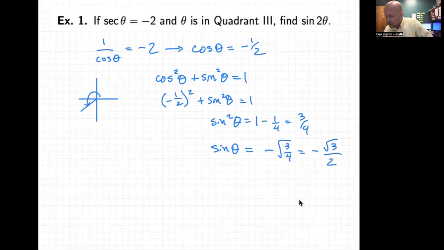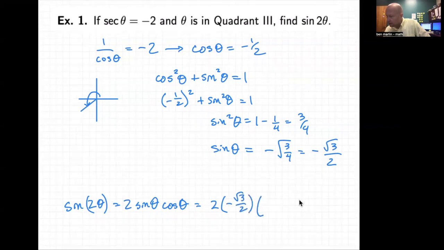Okay. So for the thing we were looking for, we needed to do sine 2 theta, which is 2 sine theta cosine theta. And we have found out that the sine of theta was negative root 3 over 2, and the cosine of theta was negative 1/2. And so we can do a little bit of cancellation there on one of the 2's, and the 2 minuses will cancel out. And we end up with positive root 3 over 2.